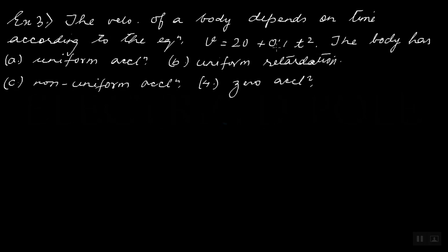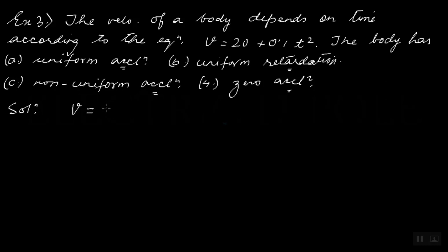is equal to 20 plus 0.1 t squared. The body has, what is the correct option out here? So you can see here all the options are talking about acceleration. Even retardation is an acceleration, but in the negative direction. So that means from this expression of velocity, we have to find the acceleration, and that's very simple. How do we do that? Let us just differentiate this and we will get the acceleration.